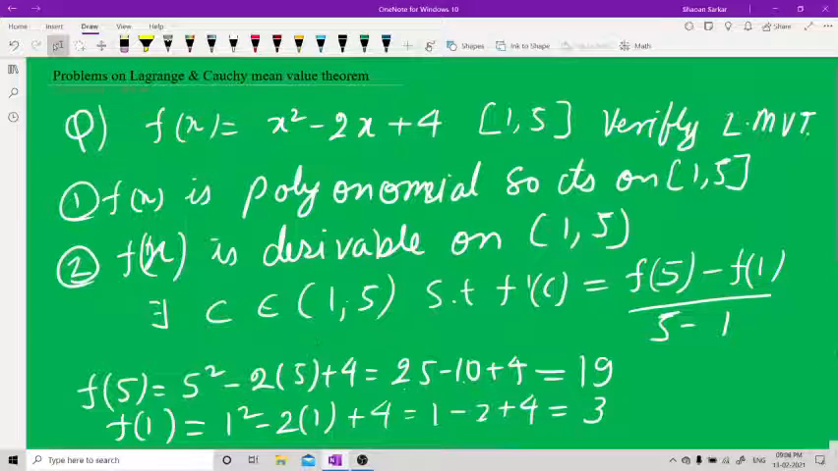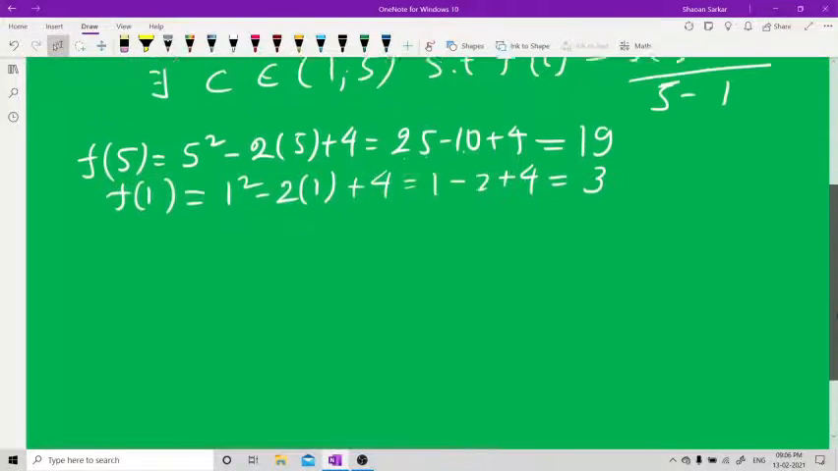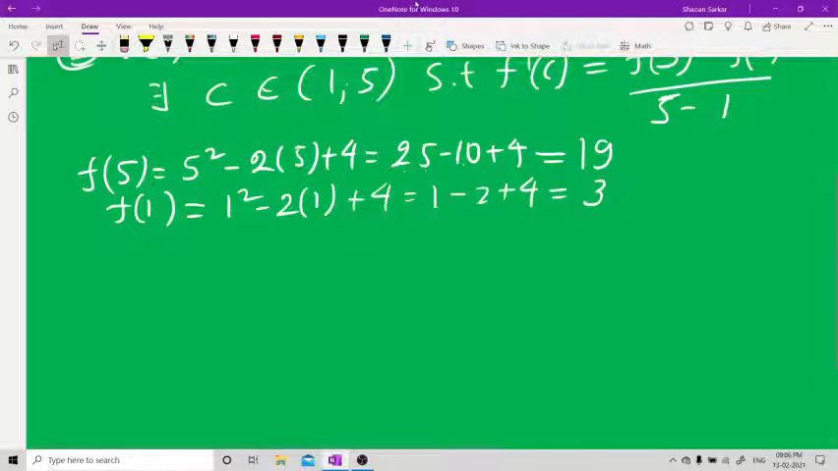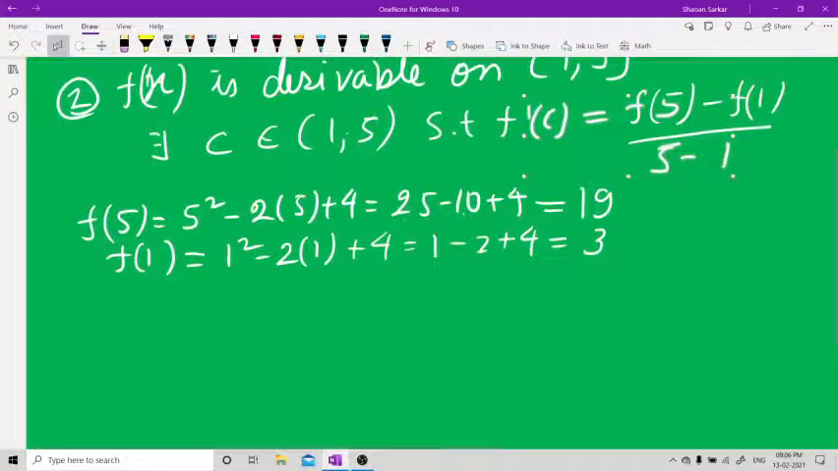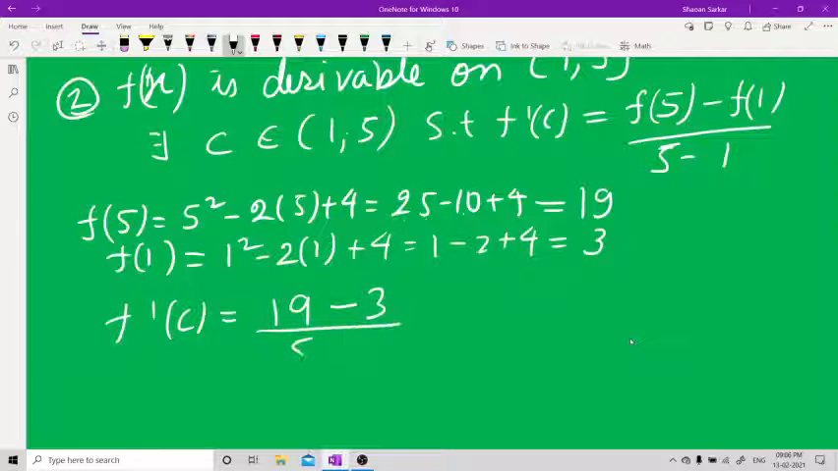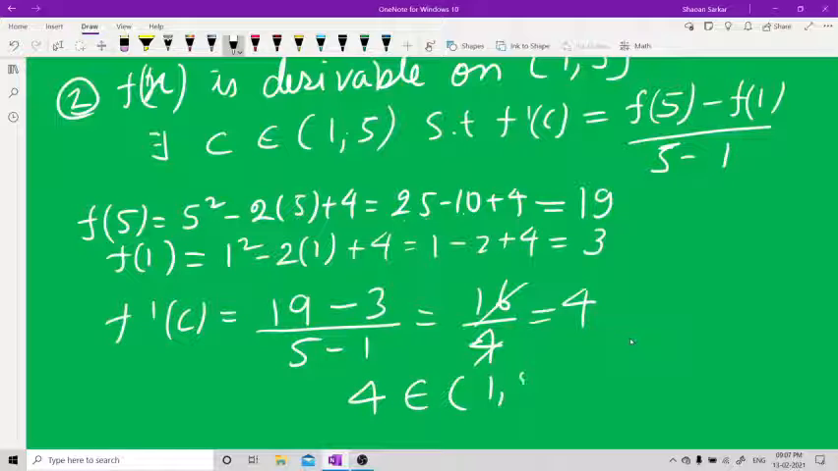Let us now put the values here. Now f'(c) is (19 − 3) / (5 − 1). That is 16/4, which comes out to be 4. And 4 belongs to the open interval (1, 5). So LMVT is verified.